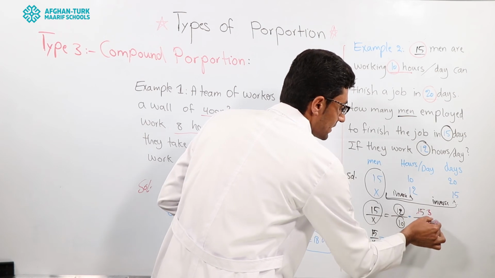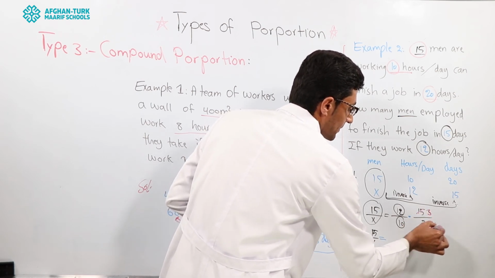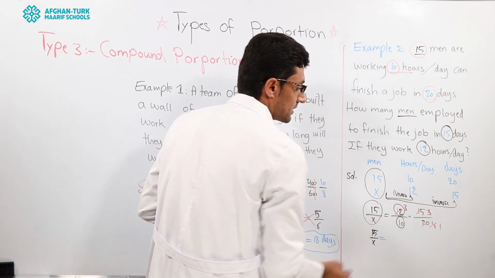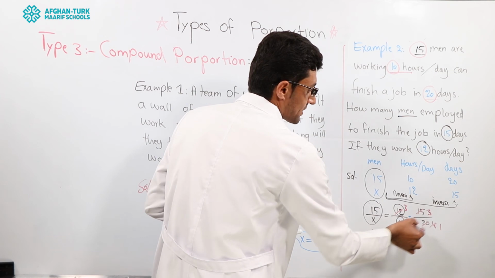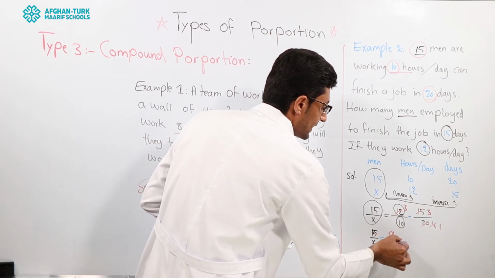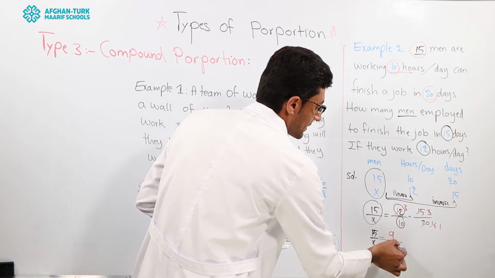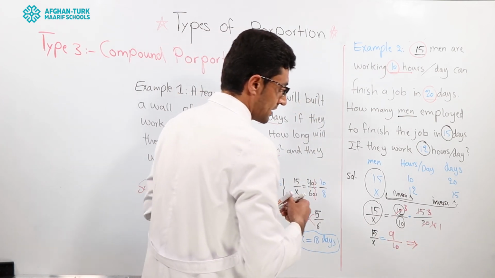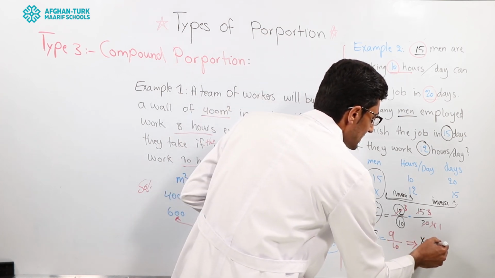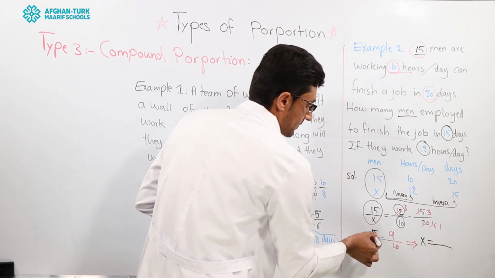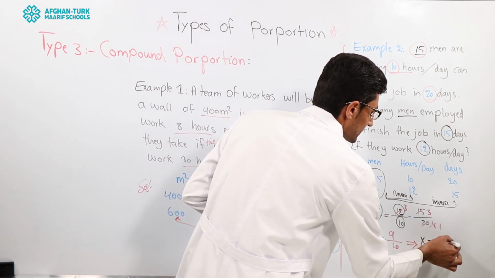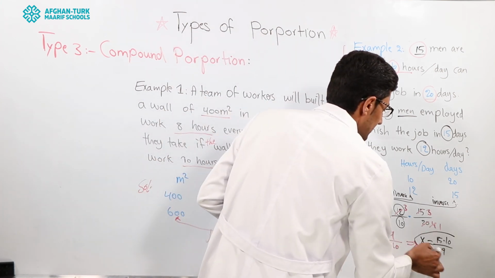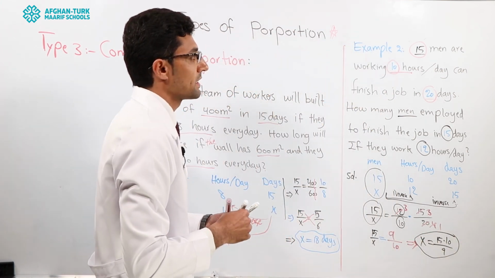For example, in here 3 and 4. Okay? So I can cancel it, 1 and 3. So 3 multiply 3 is 9. Over, what is this? 10. So I can have cross product. So 9x is equal to 15 multiply 10, so x is equal to 15 multiply 10 over 9.